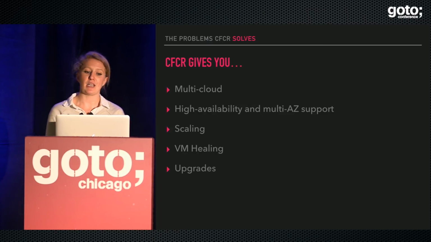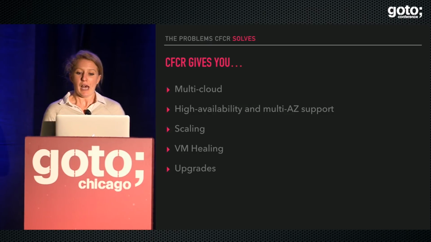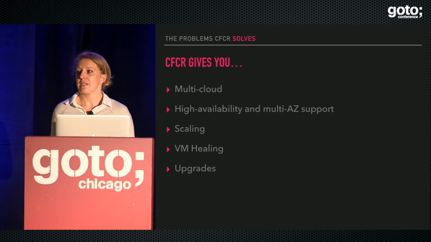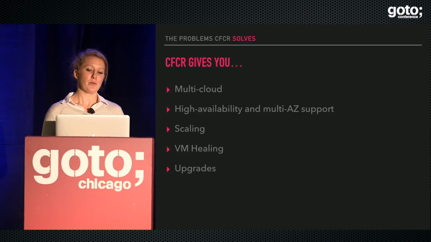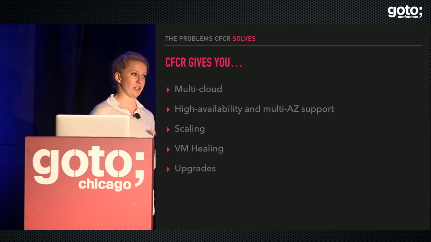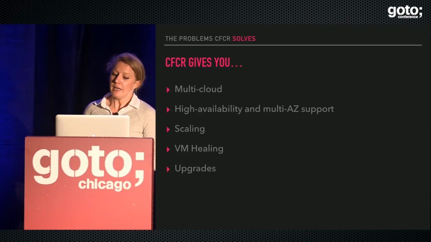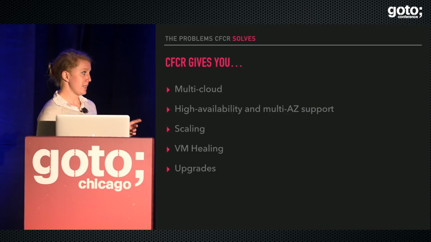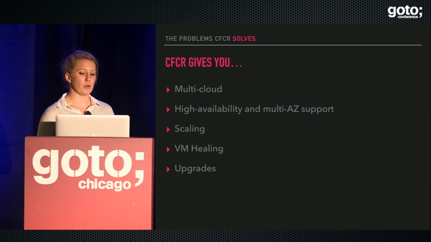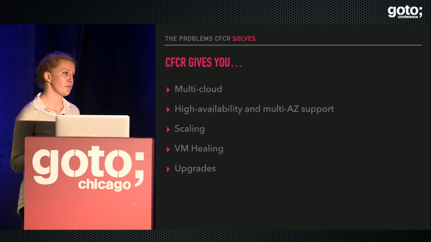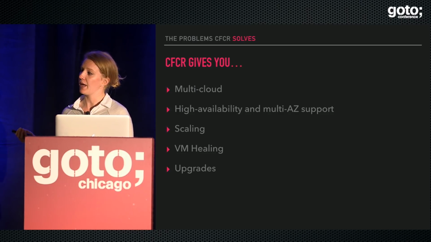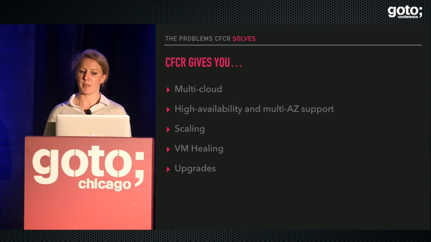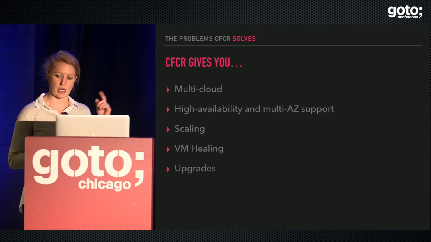So what does this give you, or what problems does this solve? The multi-cloud, again, giving you a consistent experience, having a single control plane, if you will, regardless of the underlying infrastructure that you may be deploying Kubernetes on. High availability and multiple AZ support. BOSH allows you to deploy and distribute your master, your worker, and your etcd nodes across multiple availability zones, and keep them up. BOSH gives you 4 levels of high availability, which we'll talk about in just a second.